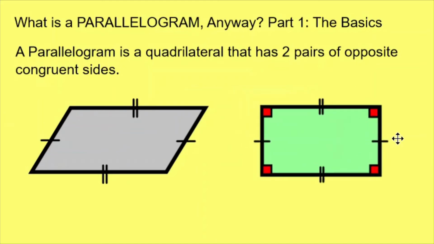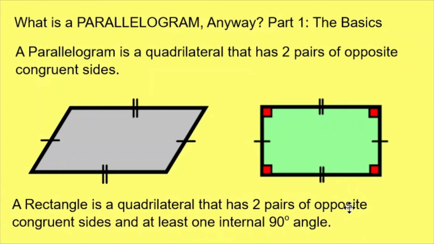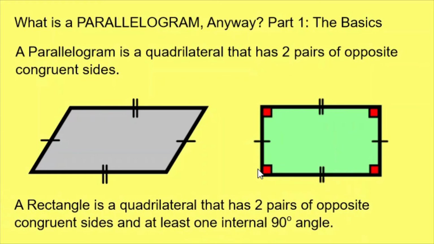But what about the rectangle? A rectangle also has two pairs of opposite congruent sides. Does that mean a rectangle is also a parallelogram? Yes, it does. Let's look at the definition of a rectangle. A rectangle is a quadrilateral that has two pairs of opposite congruent sides and at least one internal 90-degree angle.